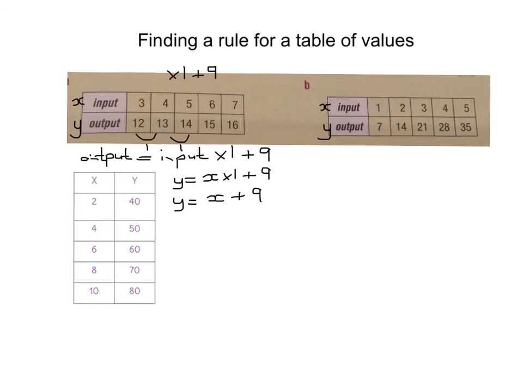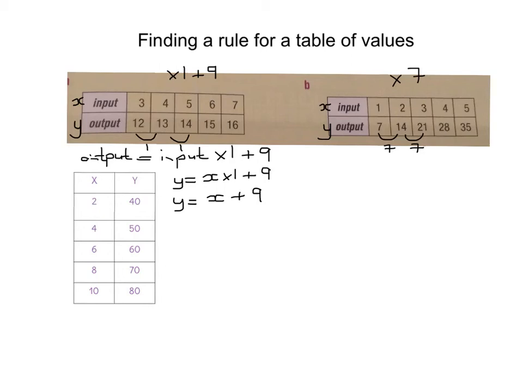Let's have a look at example B. So again, I check that my inputs are increasing by 1, and they are. So I check what my outputs are increasing by. This time they're going up by 7. So I know in my rule there must be times by 7. Let's see if that works. 1 times 7 is 7, which is true. And 2 times 7 is 14. So there's nothing else happening in my rule. There is no other plus something or subtract something.